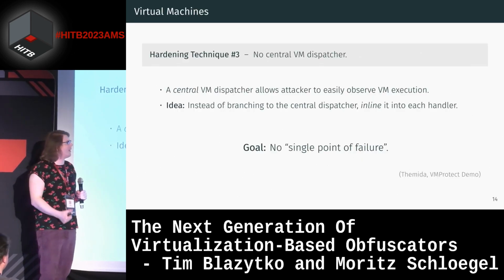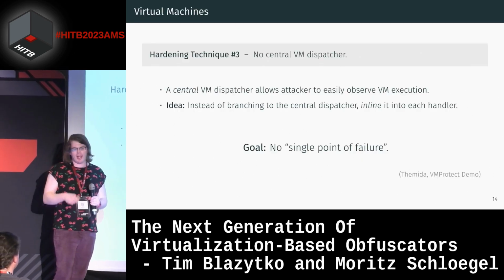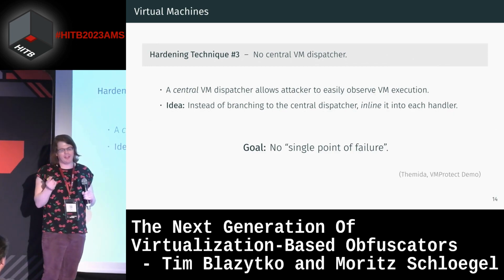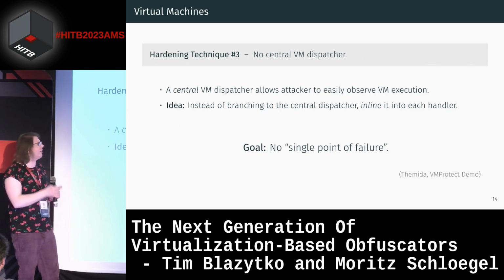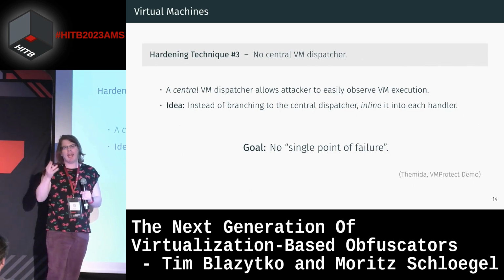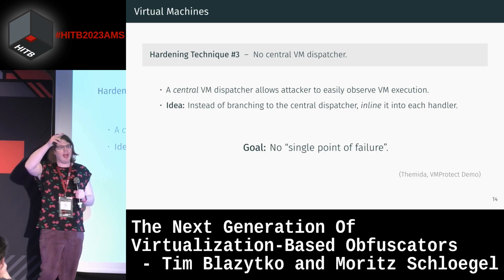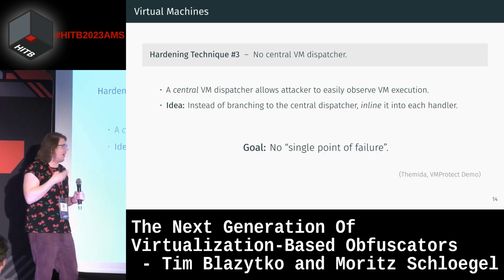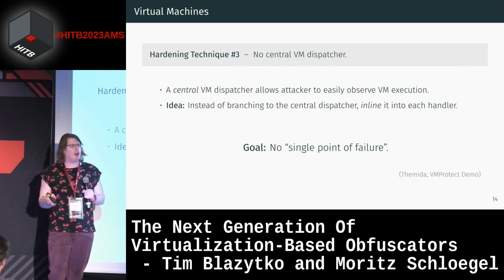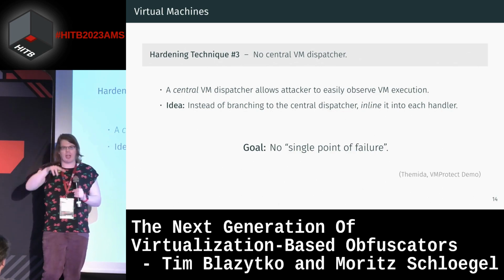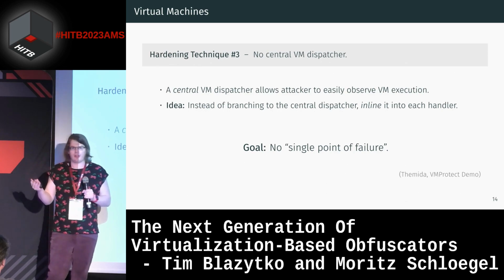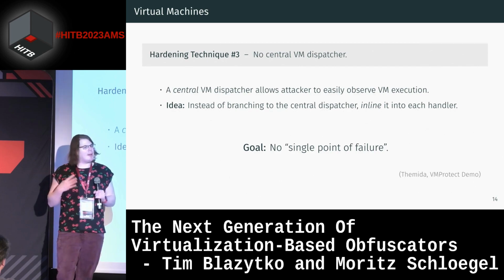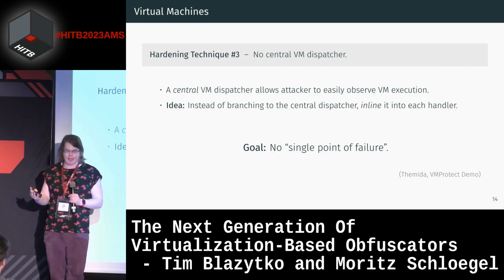So up until now, we have more complex handlers and we have more handlers. But we have 2 central places in the VM. One of them is the central dispatcher, where each handler jumps back to when it's finished. And what we could do as attackers is set breakpoints at the VM interpreter, at the dispatcher, and basically dump all the things. So it would be pretty easy for us to dynamically observe what the VM is doing.